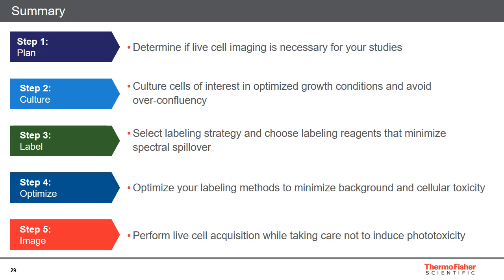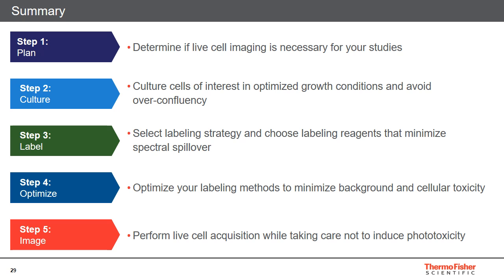So in summary, these are the 5 steps that we have talked about today and are kind of the general 5 steps that one can take when it comes to performing live cell imaging. The first step, as we talked about, of course, is to determine if live cell imaging is necessary for your experimental studies. It can be quite a bit more challenging and time-consuming to perform a live cell experiment versus a fixed approach, and so it is important to really spend some time thinking about if it's necessary, and then also planning out how to execute that experiment.